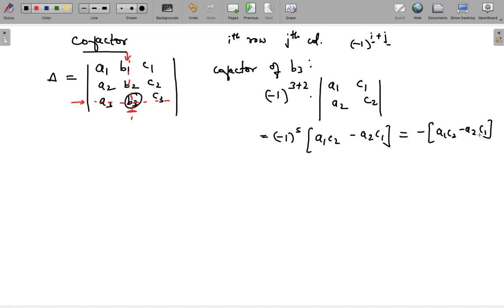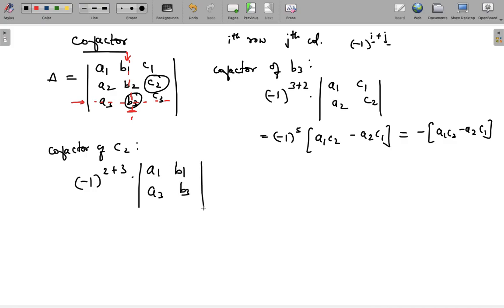Let's say I want to find out now the cofactor of, let us say, c2. Okay, so how do you calculate the cofactor of c2 now? Now c2 is in the second row, third column. So we will be having the sign -1 to the power 2 plus 3 into, imagine as if you're deleting this second row and third column, write down the remaining elements. It will be a1, b1 and a3, b3. You understand? So this will be the cofactor of c2.